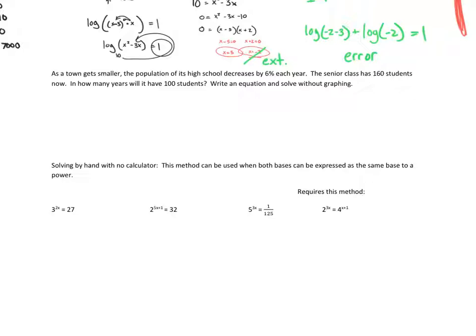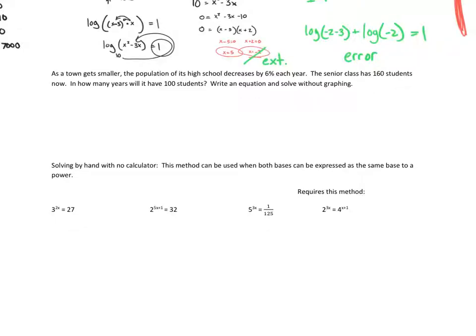Here's a word problem, and this one deals with the population of a school growing, or in this case decreasing, so exponential decay, 6% each year. And we're going to figure out in how many years it will have 100 students. And this is something that math is used for all the time: estimating populations in a city or state or country. Schools will look at it to track enrollment. And we use logarithms to find all this out.